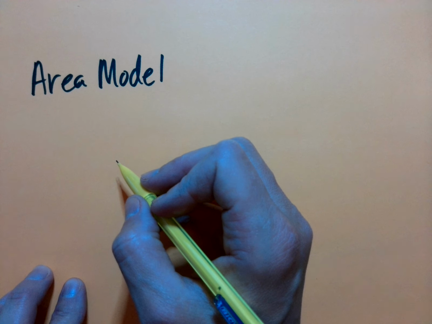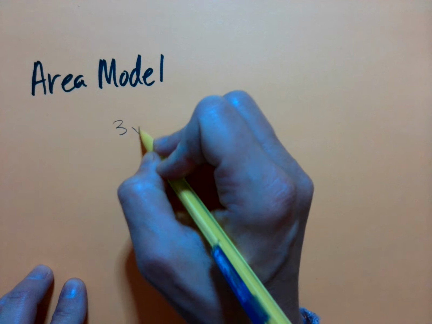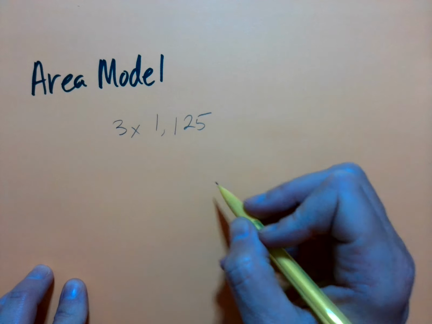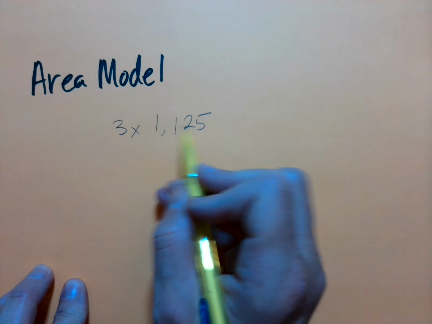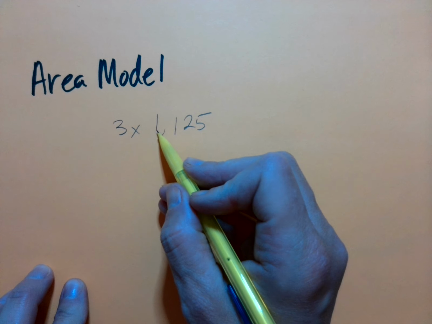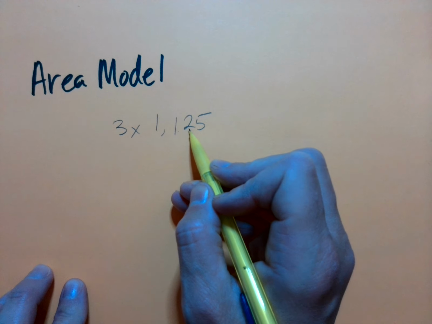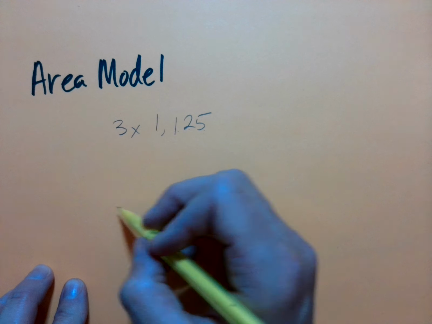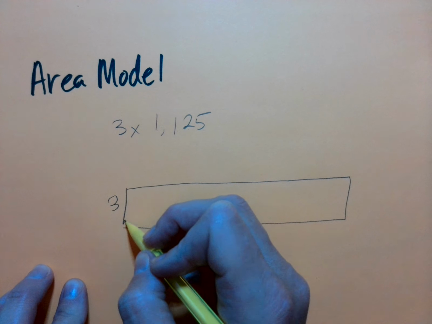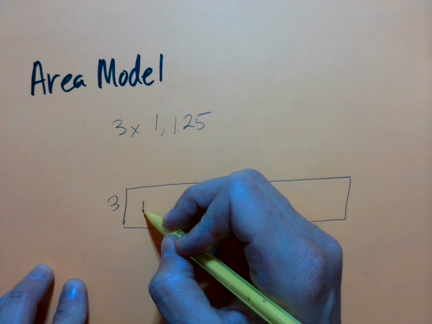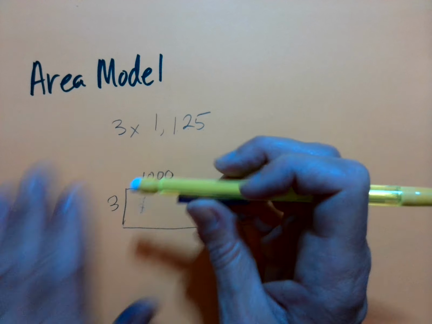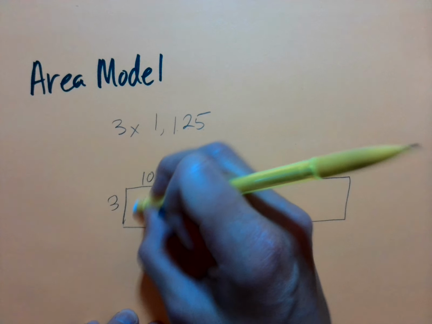So if I had the problem 3 times 1,125, I can break up the bigger number into its pieces based on place value. So I know I have a 1,000, a 100, a 20, and a 5, and I can use that and multiply that all by 3. So making an area model allows me to chunk out those pieces and say, okay, I'm going to multiply that 3 by 1,000. I'll eventually put my answer in that box.